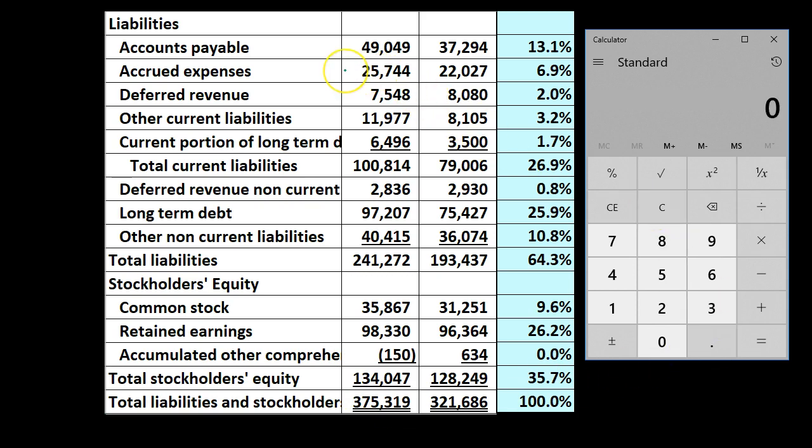And then we could do the second one. We could say the 25,744 over the total, which is the 375,319, and we got the 6.9%. So 6.9% accrued expenses. And you can go down here and do the same thing for the equity. So 35,867 over the total, the 375,319. That means that 9.6% is claimed by the owners with relation to the liabilities and equity. And then you can go through that with the retained earnings and so on.